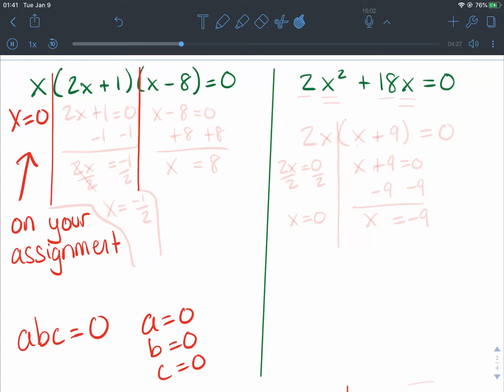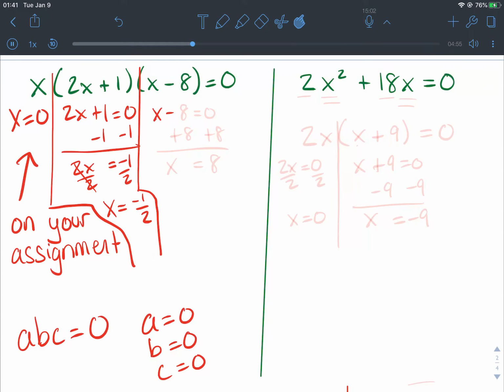Next, 2x plus 1 equals 0. So it's a two-step equation question. So we kick the baby daddy out, for those that remember. And then we could divide by 2. And we get x is not negative 2, but negative 1/2.